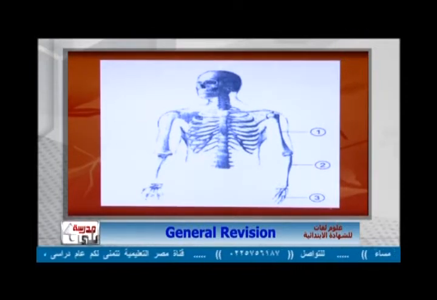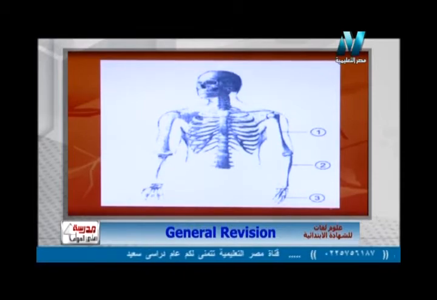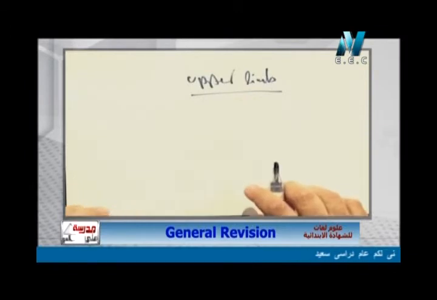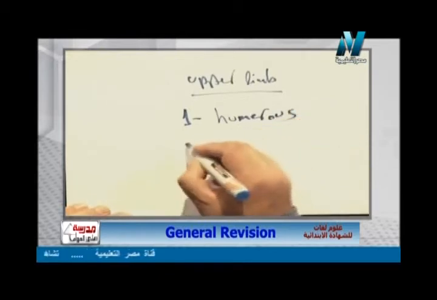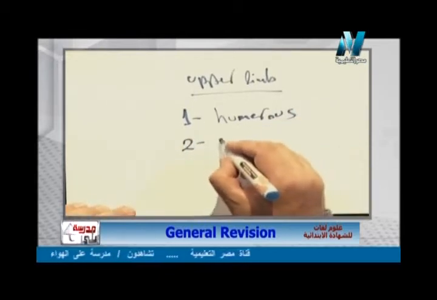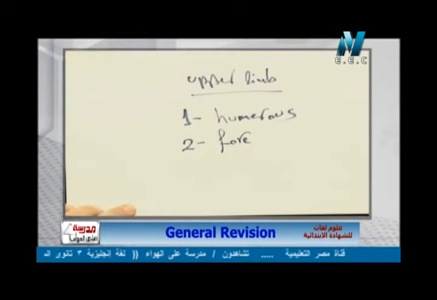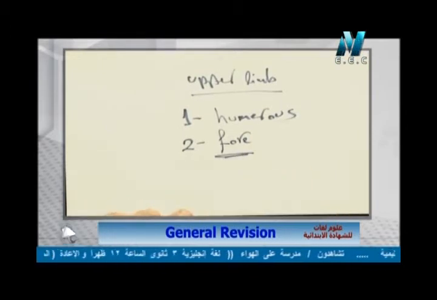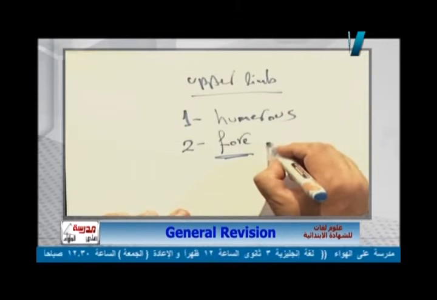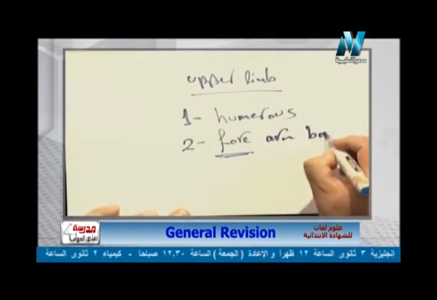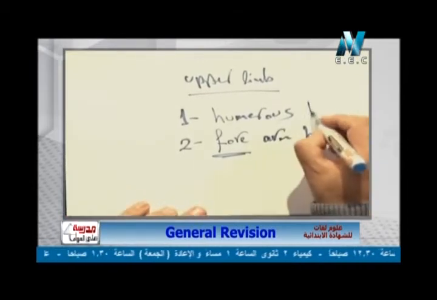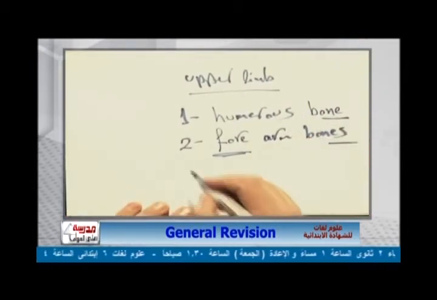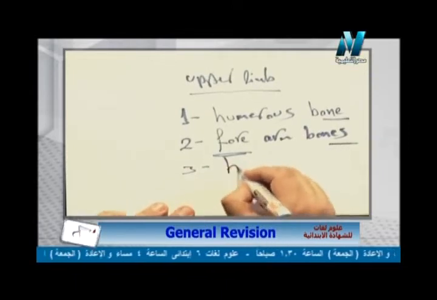So let me write them again. This is the upper limb. نكتب مع بعض upper limb, الأطراف العلوية, upper limb. Number one will be humerus. Number two will be fore. Please note the spelling here. ناخد بالنا من السبيلنج كويس قوي. Fore, FORE, fore arm bones برضو هنا لأنهم عظمتين مش عظمة واحدة, لكن humerus هي عظمة واحدة بس, humerus bone only. And at last number three, hand bones.